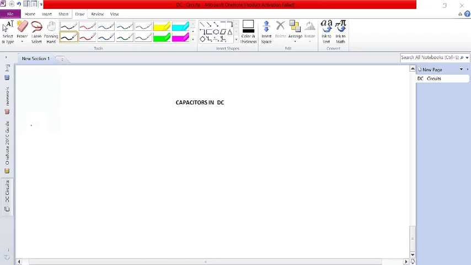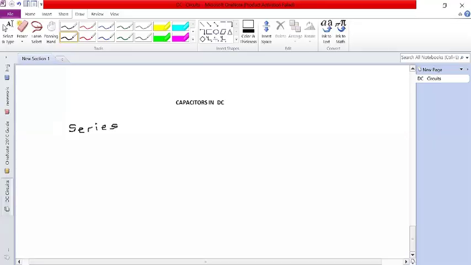Welcome class to this lesson on capacitors in DC circuits. So the purpose of a capacitor in a circuit is to store charge. In this lesson, we're going to be looking at series networks for capacitors in DC circuits and parallel networks for capacitors in DC circuits. So we'll start with a series network.